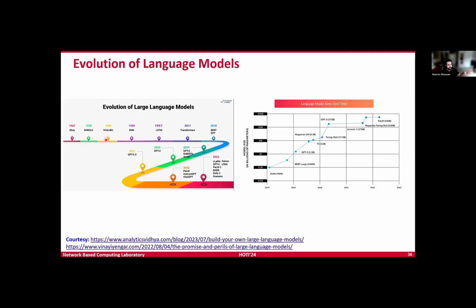So language models started in the late 60s with ELIZA. Then we had the RNN architecture in 1988. These are the major milestones. We had the LSTM architecture in 1997, and then the transformer architecture came in 2017, which is the foundation of all of these large language models that we know and use today. And it is based on the attention mechanism.